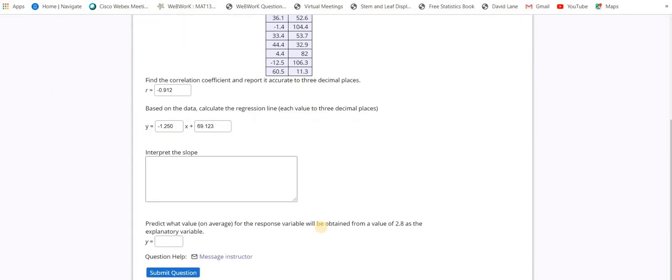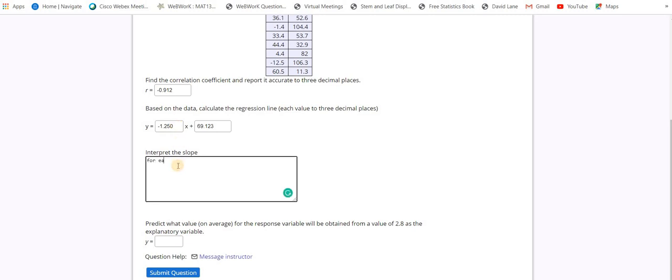We're going to interpret the slope. So here the slope is going to be negative. The interpretation here, we have the variable x and the variable y. We don't know what the variable x represents or the variable y represents, but we know that y depends on x. So for each 1 unit increase in the x value, we expect the y value to decrease by 1.25. So that is how we are going to interpret the slope.